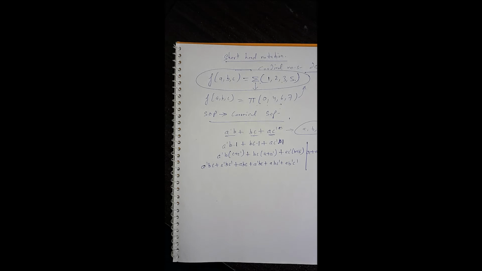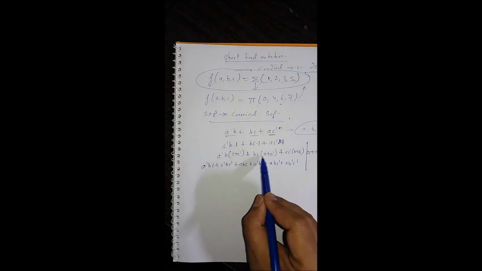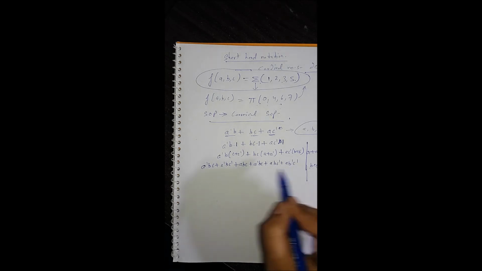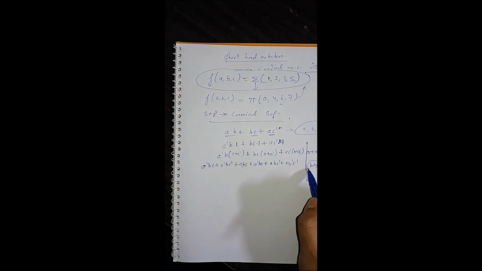Now one important thing here is, if you open this bracket, some of you might have written BCA plus BCA naught. Now there is absolutely no difference between BCA and ABC, but just try to write it in the correct alphabetical order.